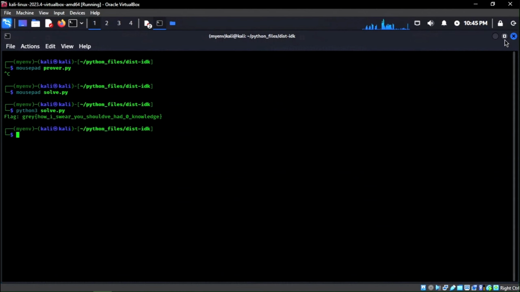And yes, we got our flag. So the flag is here, you can see.